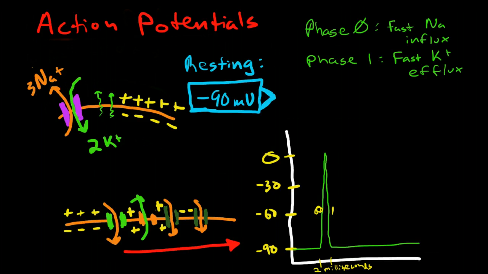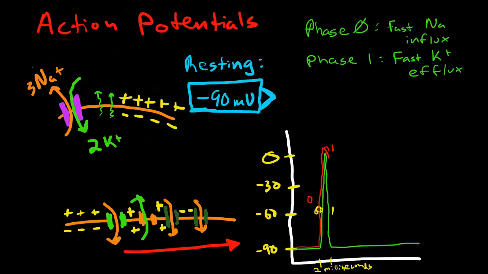Now with a cardiac myocyte, we actually have 4 phases. Here I'm going to draw the cardiac myocyte in red. Now we have the same resting potential, and when sodium gates open, we have a fast sodium influx. It's exactly the same, so that's phase 0. And then we have fast potassium efflux, and that's phase 1.